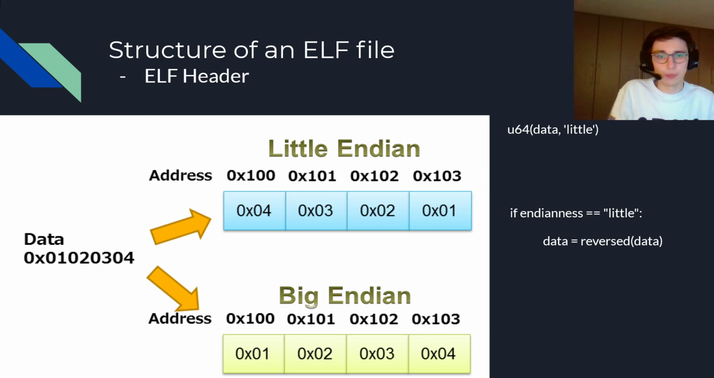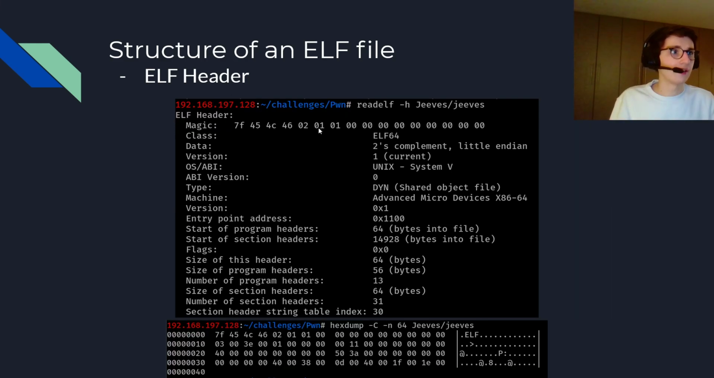So now you know where to find endianness in your binary. Next up, we move along to version, and there's only one version of ELF at the moment, with no real plans to get another one, so this is always going to be one.